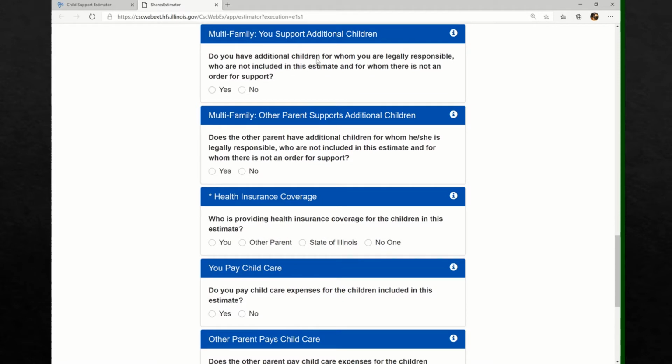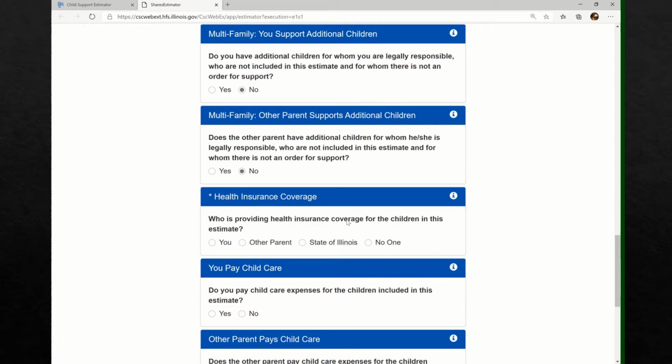And then it asks, do you have additional children for whom you are legally responsible who are not included in this estimate and for which there is no order for support? Once again, let's just say there's this one child, and the same question about the other parent. So let's say no for that too. Who is providing health insurance coverage for the children in this estimate?